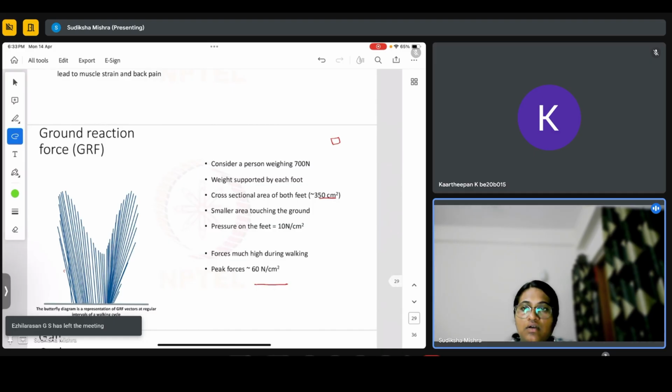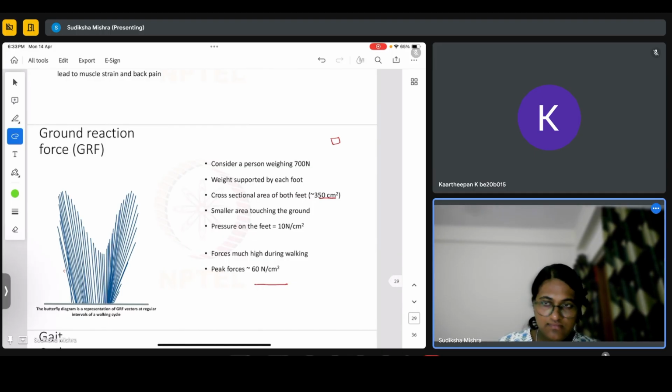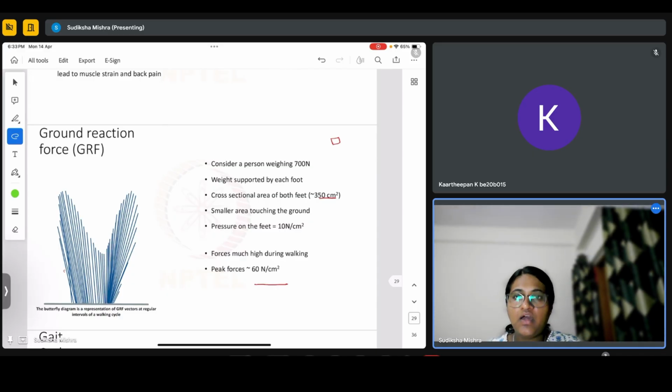Coming to ground reaction forces. Essentially, Newton's law: every action has an equal and opposite reaction. Whenever you are standing at any position, you have a weight, and this weight leads to a ground reaction force, which will be in this direction.